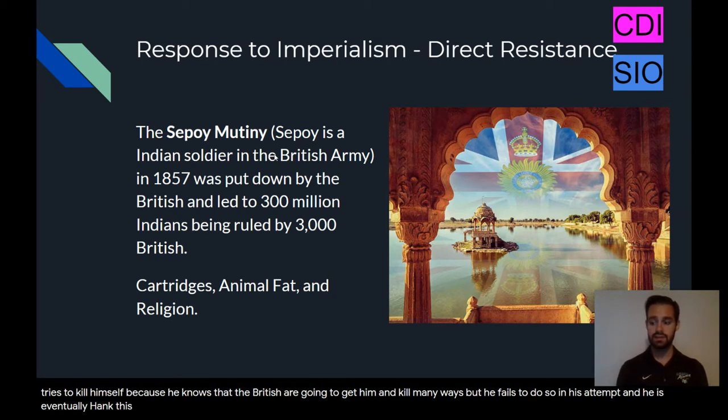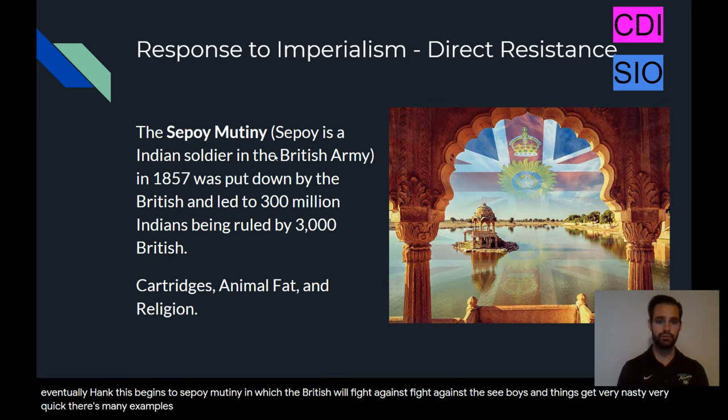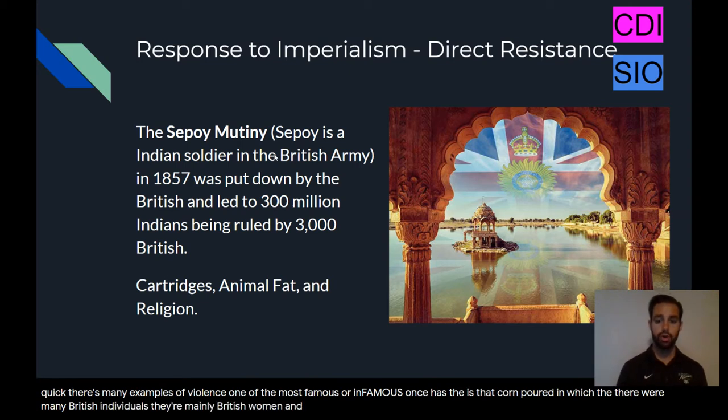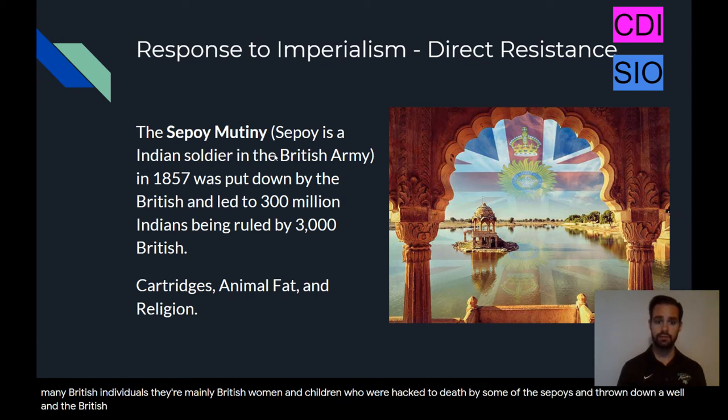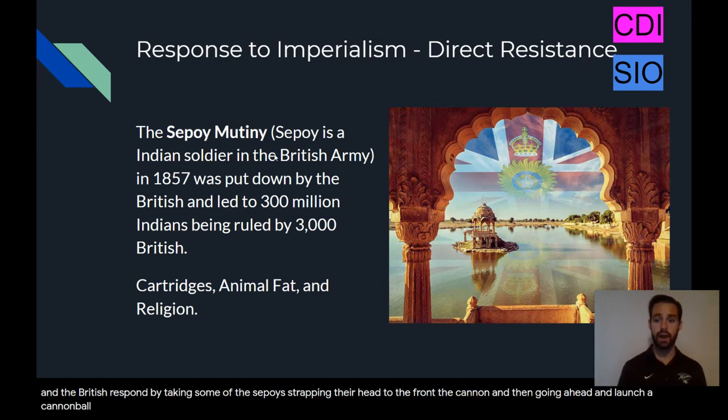This begins the Sepoy Mutiny, in which the British will fight against the sepoys, and things get very nasty very quick. There's many examples of violence. One of the most famous or infamous ones is at Kanpur, in which there were many British individuals, mainly British women and children, who were hacked to death by some of the sepoys and thrown down a well. And the British respond by taking some of the sepoys, strapping their head to the front of the cannon, and then launching a cannonball at them. So it gets violent very fast.